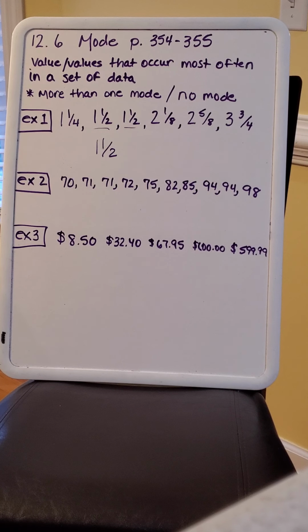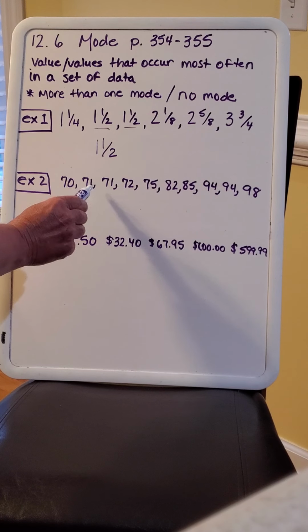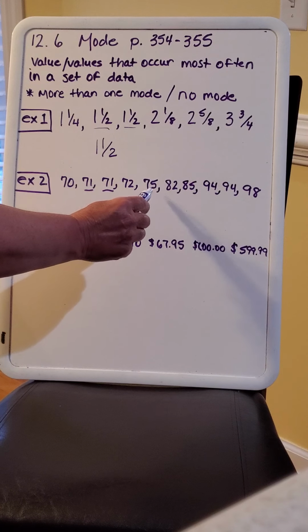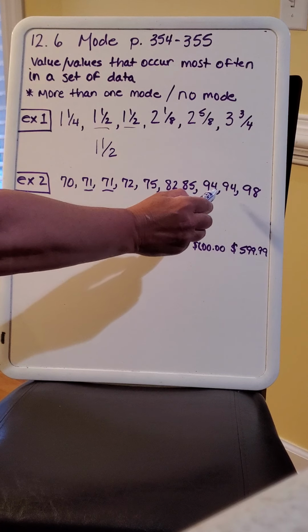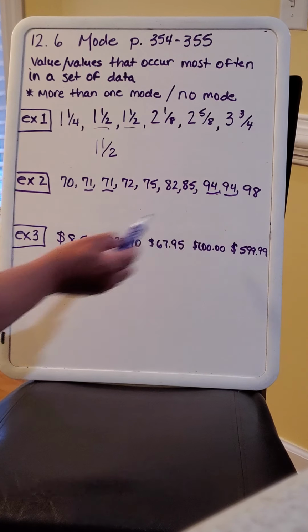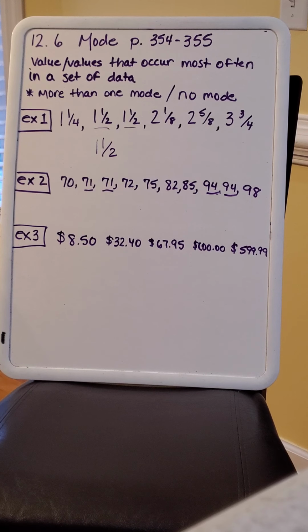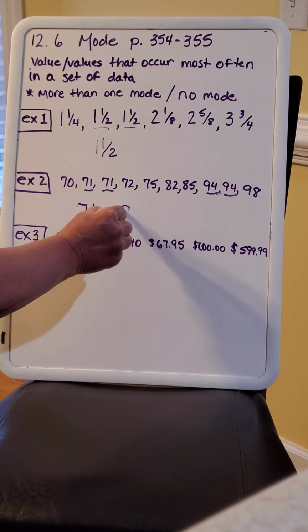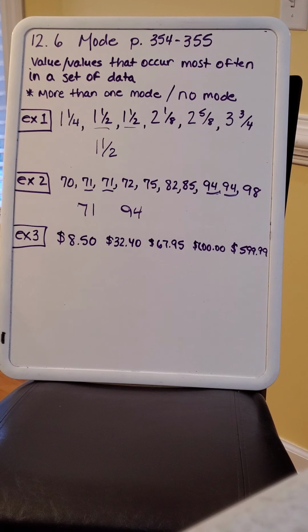All right, example 2. They're in order, least to greatest, and I'm going through and looking, and I see 71 twice. And I go through and I see 94 twice. Since they both have 2, then those are both a mode. So 71 and 94 are the mode of that group.